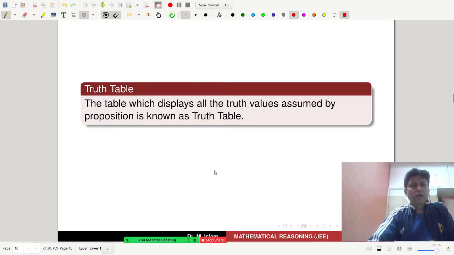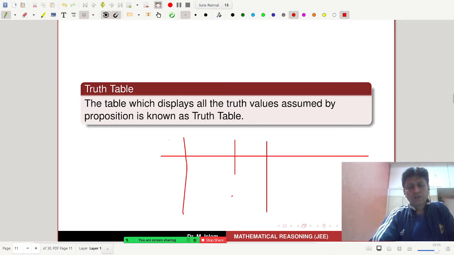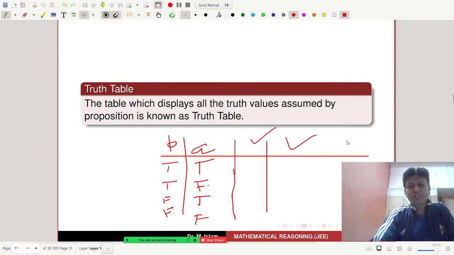Next, what is the truth table? The table which displays all the truth values assumed by the propositions is known as the truth table. So a truth table will be like this. Suppose you have two propositions P and Q. P can be true, true, false, false, and Q true, false, true, false, so that all the combinations are there. The result of whatever operation you are doing will be displayed in these columns. This type of table is called a truth table.